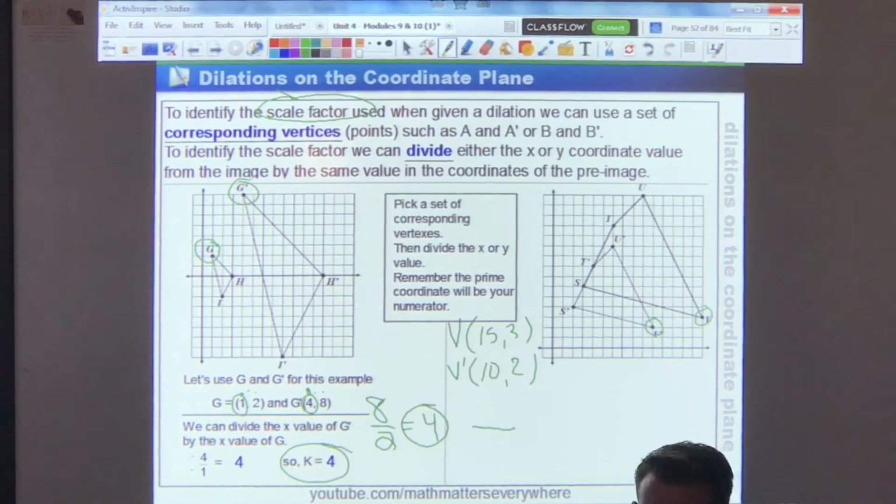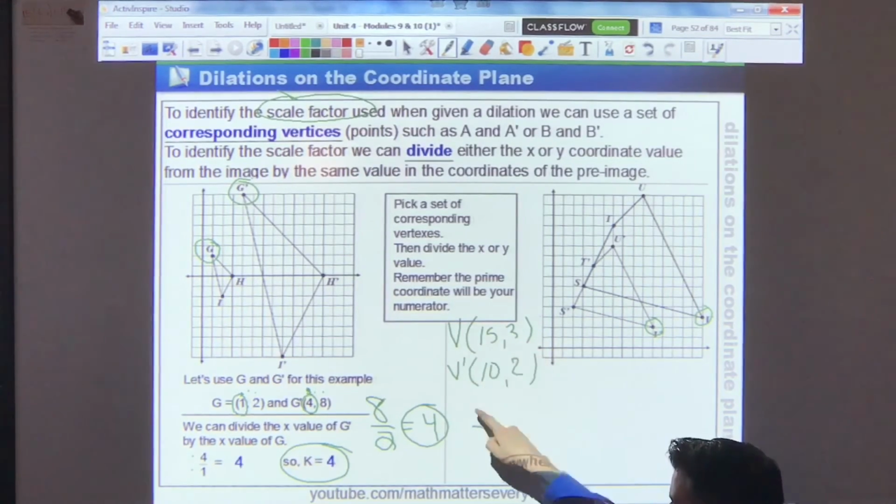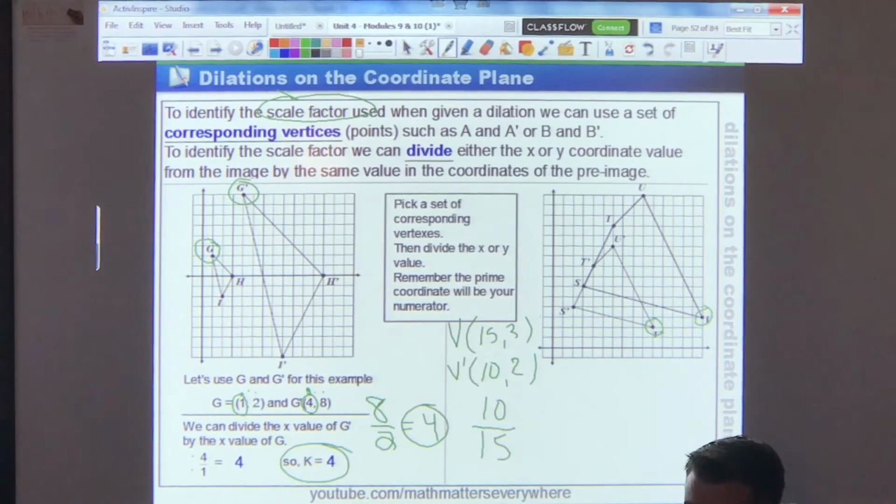Remember, the numerator is always the what? Which coordinate, guys? The prime coordinate. So you're working with the x's. Which x is the prime x? 10 or 15? Look at the notation. That's the prime notation, right? So it's 10. And the other one is your denominator. Can you simplify 10 over 15? Yes. Down to what, guys? 2 over 3. So your scale factor here is 2/3.